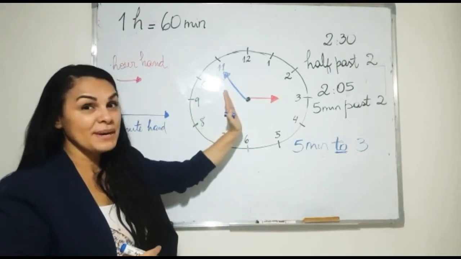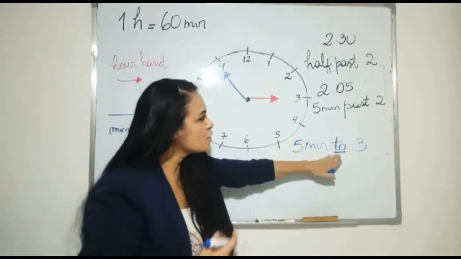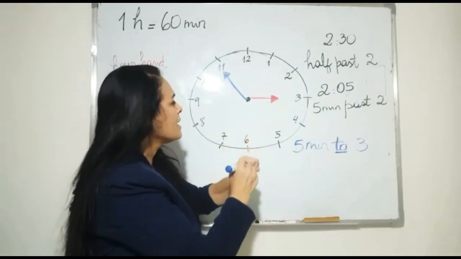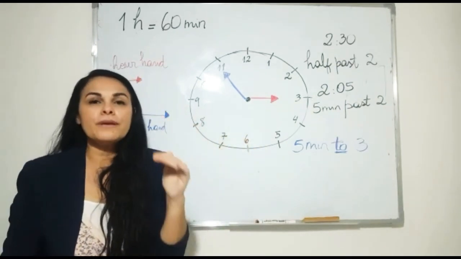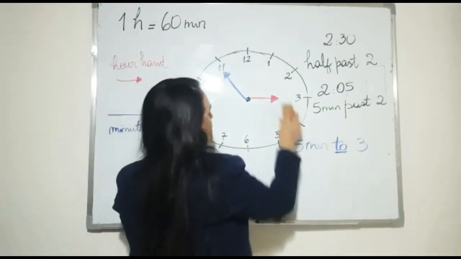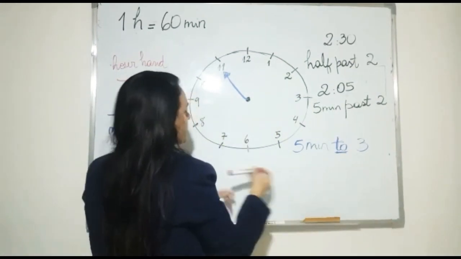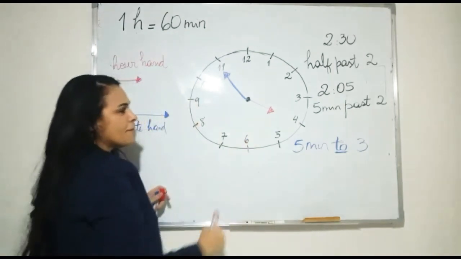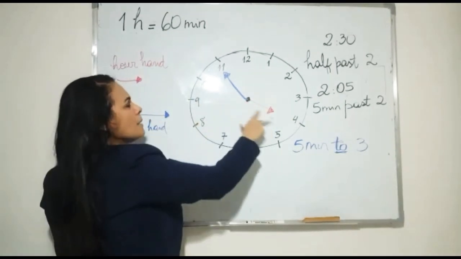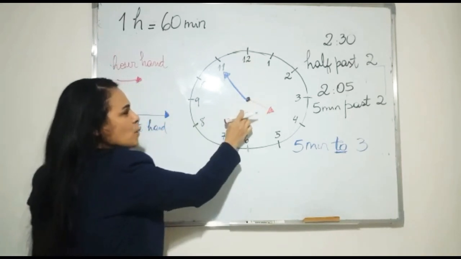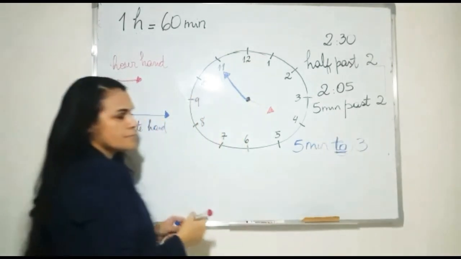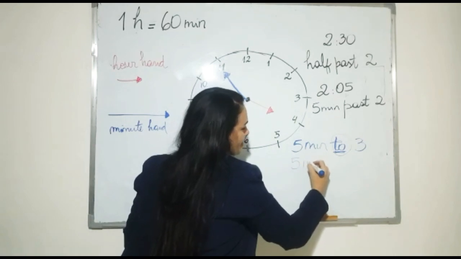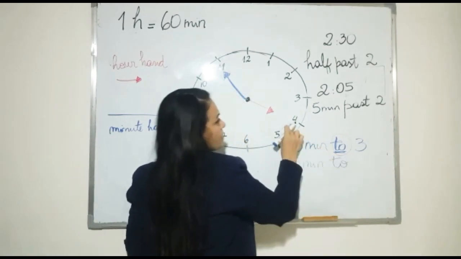Okay? Can you see the difference between them? We need 5 minutes to reach 3, the next hour. Okay, if you said, as I said before, 3:55, it would be like this. This is 3:55 because it's almost 4. And how can we express this using to? 5 minutes to 4.